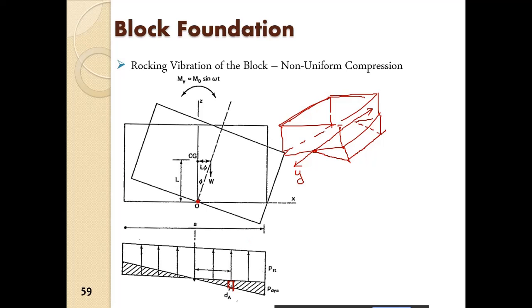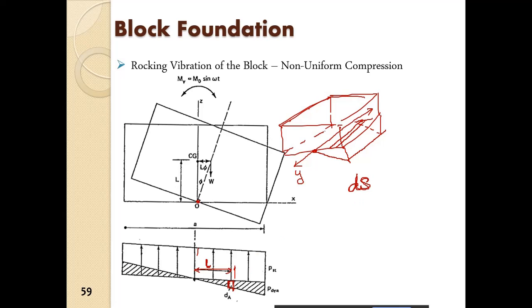So what we do is we take a strip of area dA at a distance L from the axis of rotation. From the axis of rotation, at the distance of L, we have this area dA. Now that is an infinitesimal area. So let the soil reaction at that point be ds.